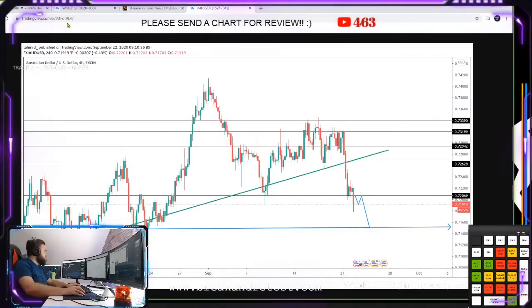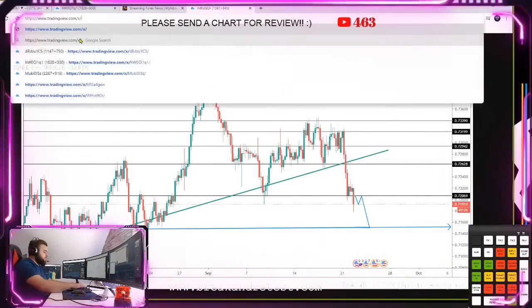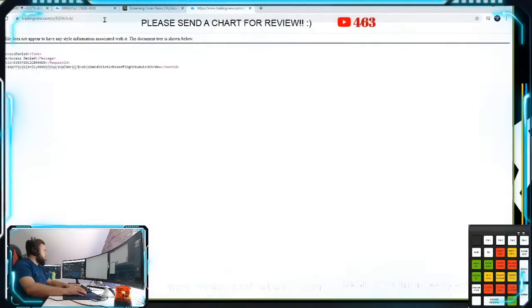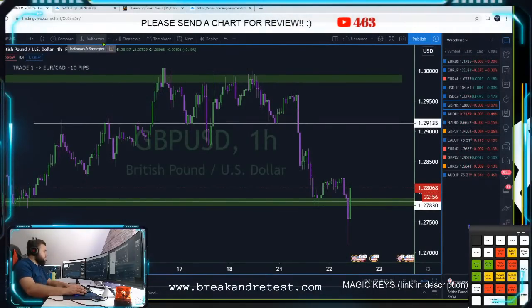Okay, let's take a look at this chart. Wrong chart. Euro GBP. I don't trade Euro GBP, but you can send a chart and we'll take a look at what's happening there. Sorry about that.